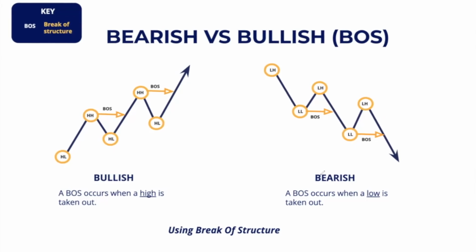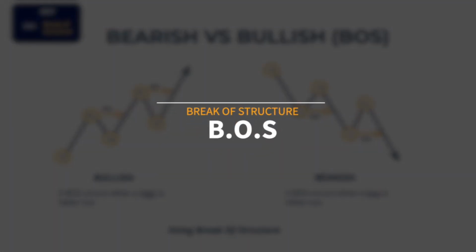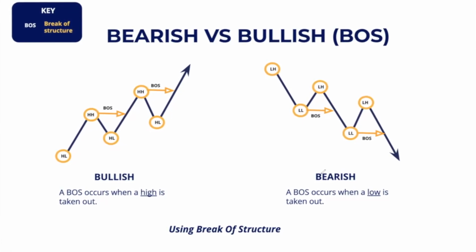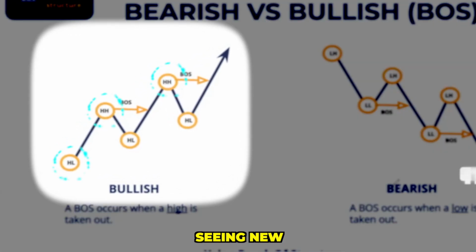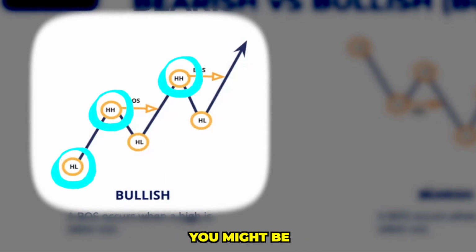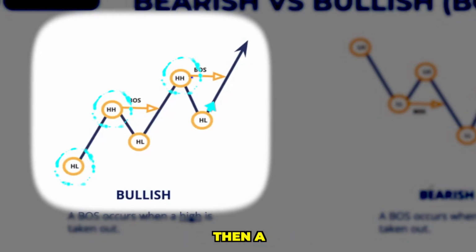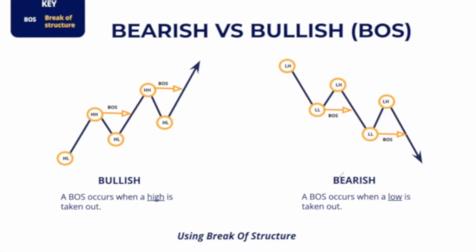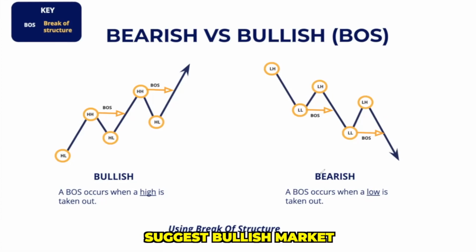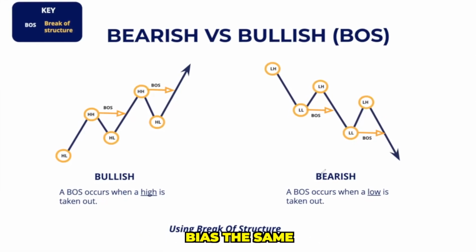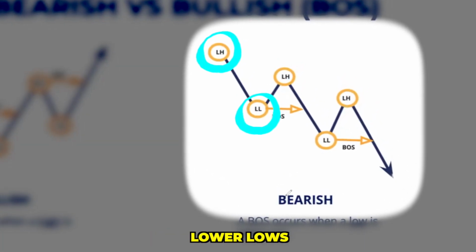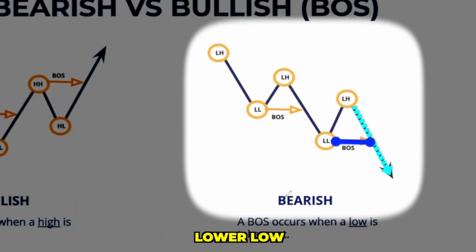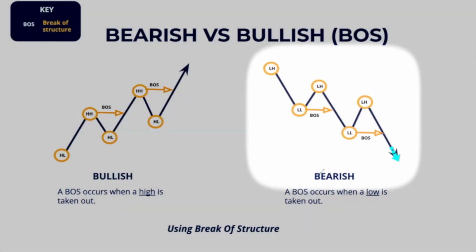Another way to identify market structure easily is using breaks of structure, or BOS. This is similar to structure points, but looking at the overall move. So say you're seeing new higher highs being formed, indicating you might be in a bullish trending market. Then a low puts in a new high, running through previous market structure. This now becomes another reasoning to suggest bullish market bias. The same goes for a bearish example where lower lows are occurring, and suddenly previous market structure is taken, providing a new lower low, ultimately indicating a bearish market.